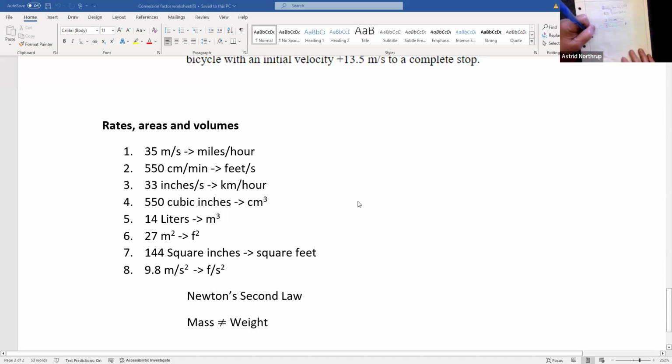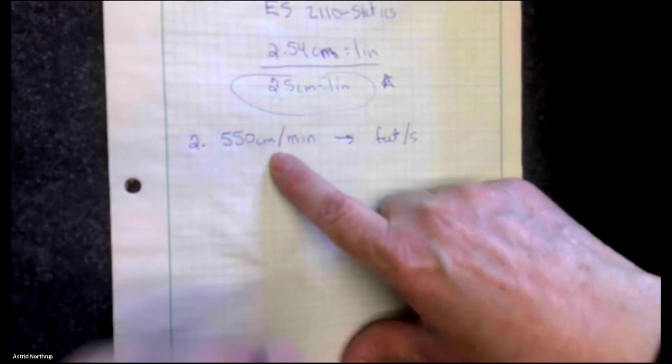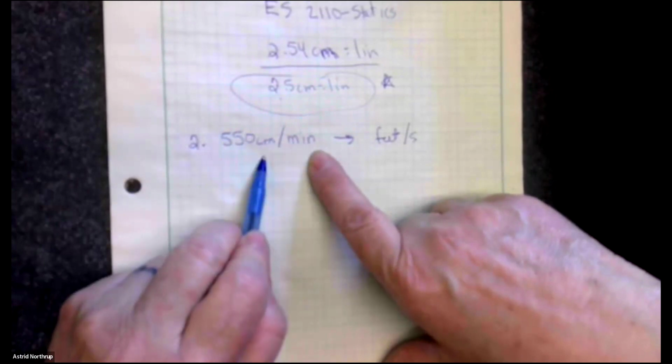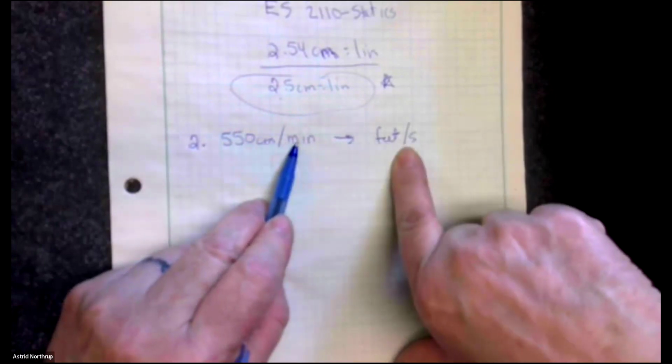What I would like to do is take a look at problem number 2, the rates, areas, and volumes, which says 550 centimeters per minute. They want you to convert that rate into feet per second. Getting back to our work here, if you go online, you'll be able to see there is a conversion factor directly from centimeters per minute to feet per second.